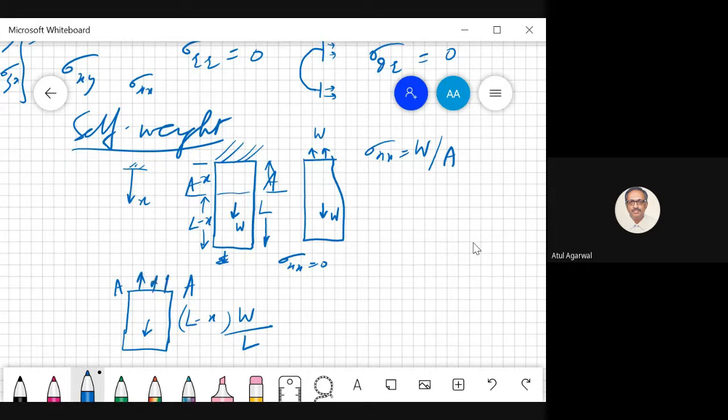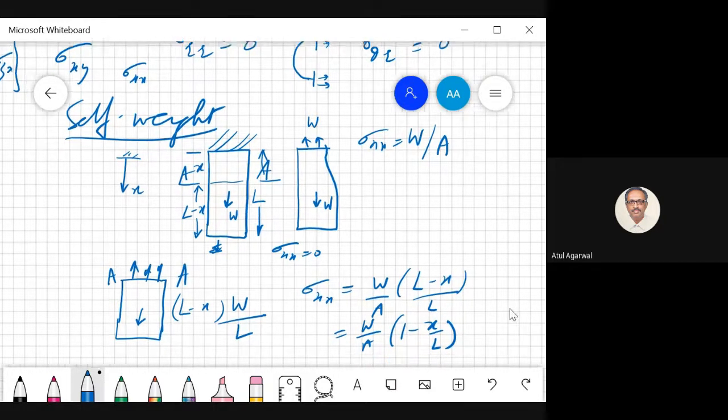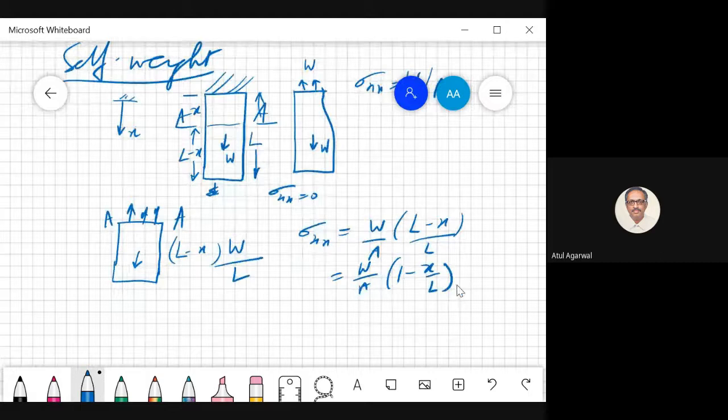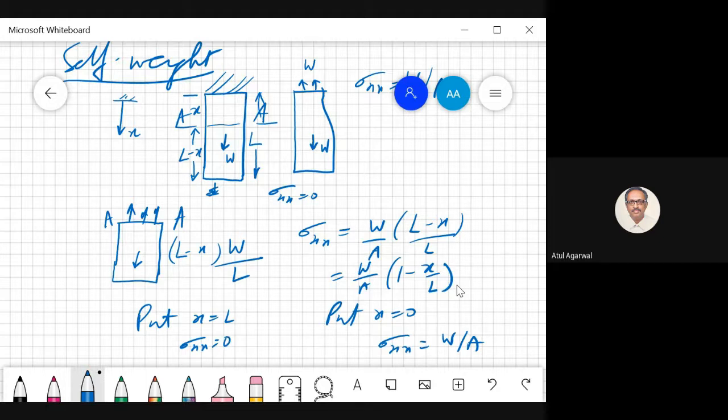So what is sigma xx here? This is your sigma xx. You can write W by A. So you found stress at any position x from the fixed end. Put x is equal to 0. Sigma xx becomes W by A. Put x is equal to L. Sigma xx becomes 0. So what do we expect? At point x is equal to L, it should be 0. It is coming. Any doubts? It is simple.